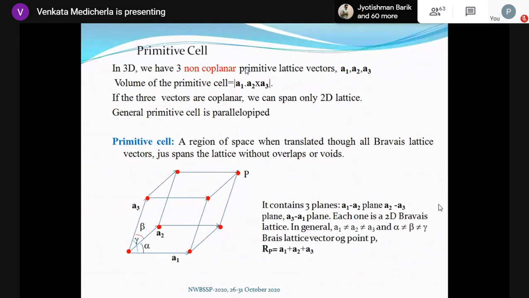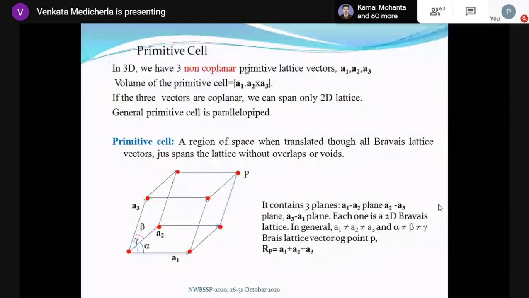In the 2-dimensional case, area is simply given by A1 cross A2. But here it's a triple scalar product with the magnitude. So if the 3 vectors are coplanar, you can span only a 2-dimensional lattice. If you take coplanar vectors, you cannot span a 3-dimensional lattice. You can only span 2 dimensions. That's why this should be a non-coplanar lattice.